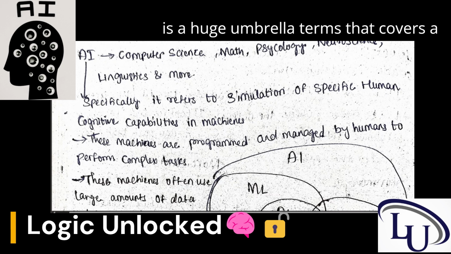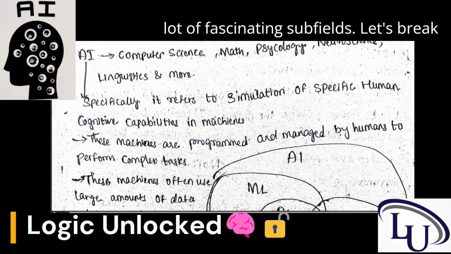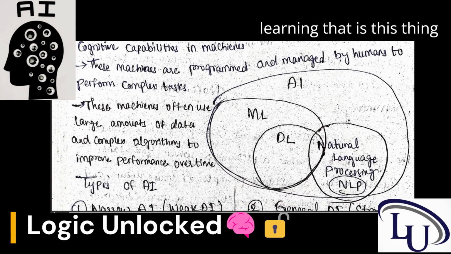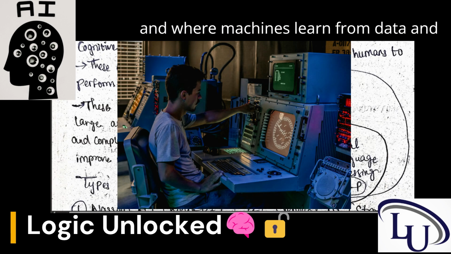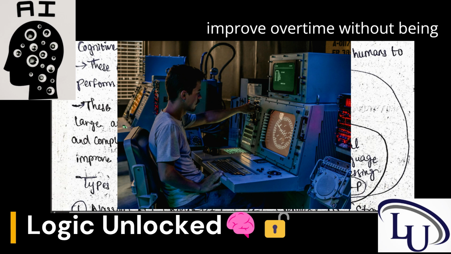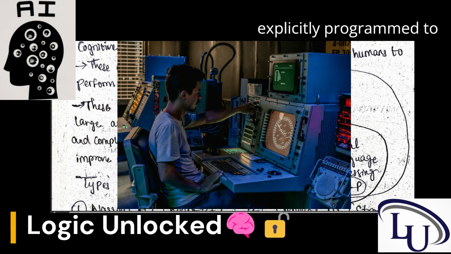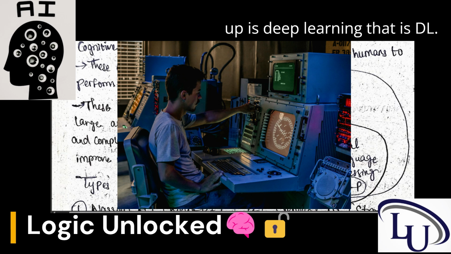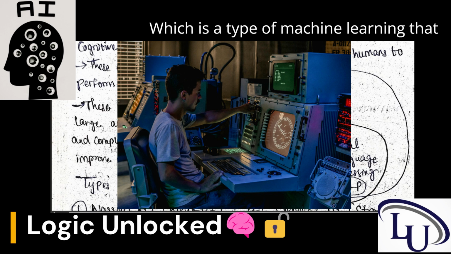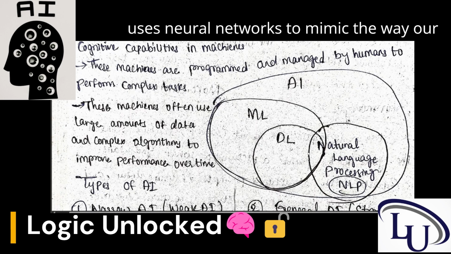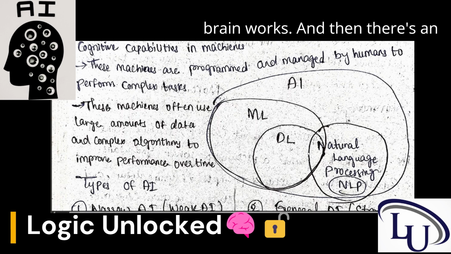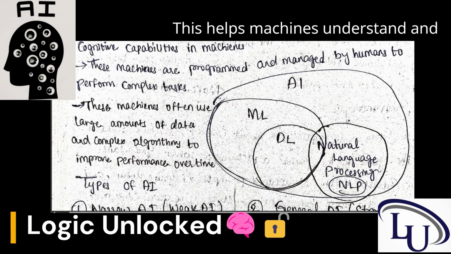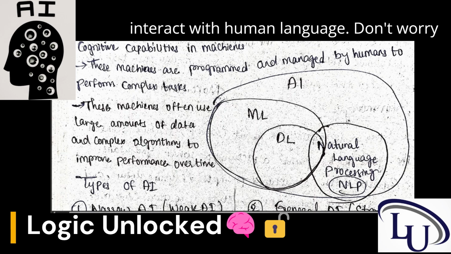Now, AI is a huge umbrella term that covers a lot of fascinating subfields. Let's break it down a bit. First, we have machine learning, that is this thing, where machines learn from data and improve over time without being explicitly programmed to perform a specific function. Next up is deep learning, that is DL, which is a type of machine learning that uses neural networks to mimic the way our brain works. And then there's NLP, that is natural language processing. This helps machines understand and interact with human language.